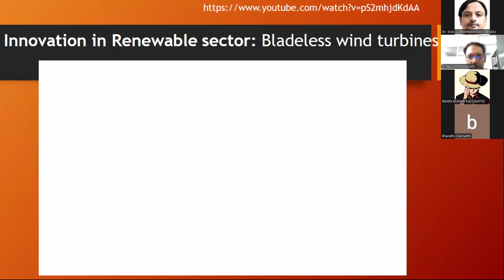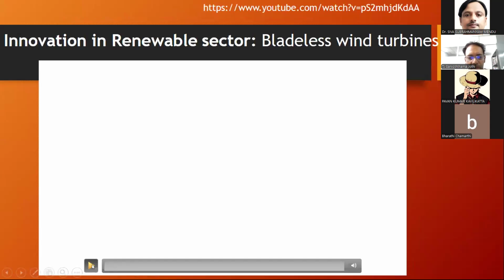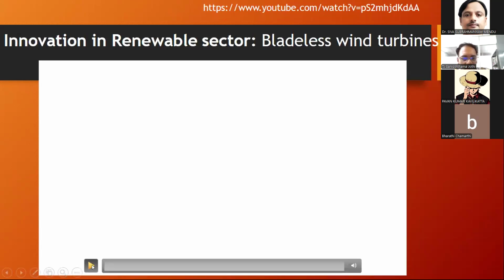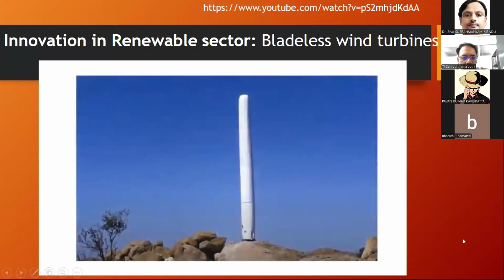There is a concept. We would have seen wind turbines, right? Three-bladed turbines, horizontal axis turbines, vertical axis turbines. There is one group working on bladeless wind turbines. This is a disruptive type of innovation. Without any blades, they are trying to develop power from the wind.